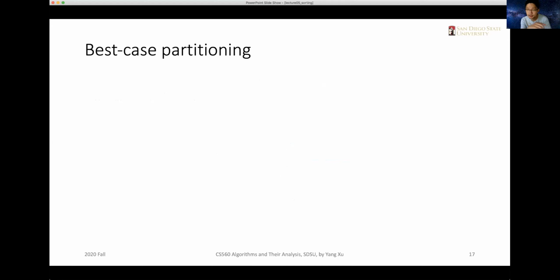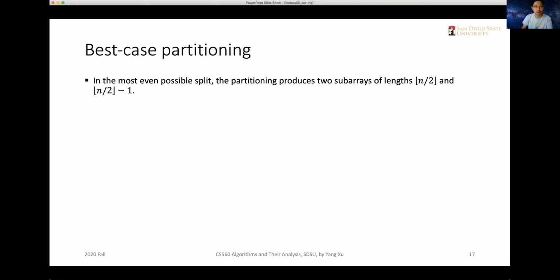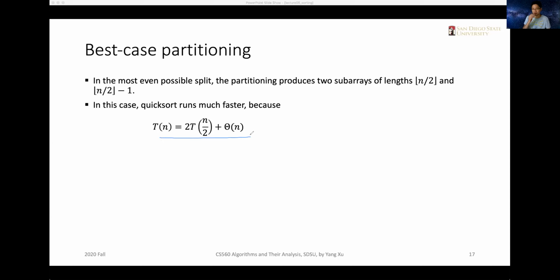But for the best case partitioning, we can imagine the opposite case in which, in the most even splits, the partitioning will produce two sub-arrays that are almost equally long. The first half is n/2, and the second half is almost the same size. So the final recurrence can be approximated by this one, which is T of n equals 2 times T of n/2.